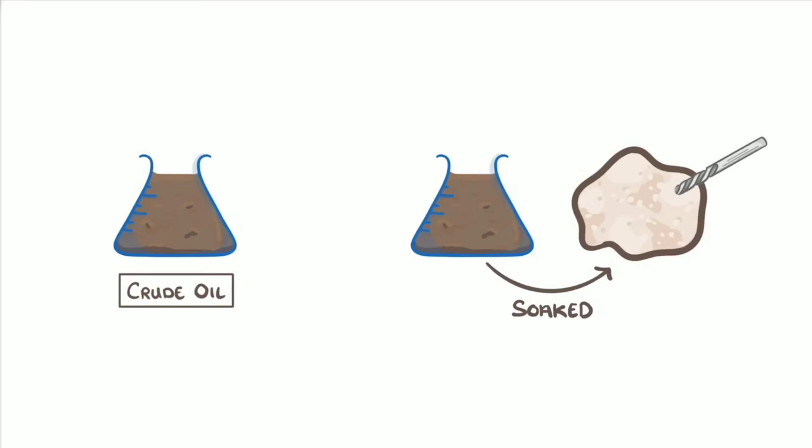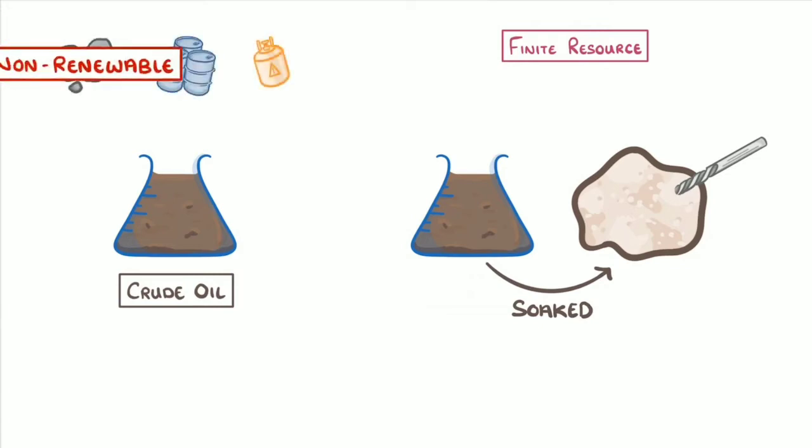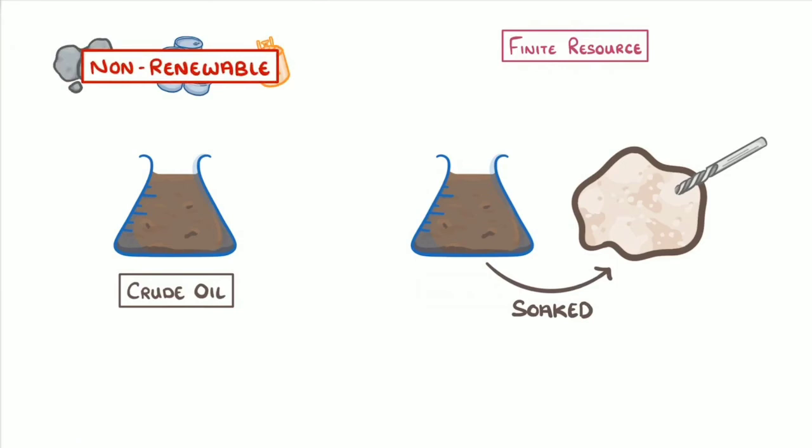As crude oil takes so long to form, it's effectively a finite resource. And if we continue to extract and use it at the rate that we are now, then one day we'll run out of it completely. This is why we refer to fossil fuels like coal, oil and gas as non-renewable fuels.